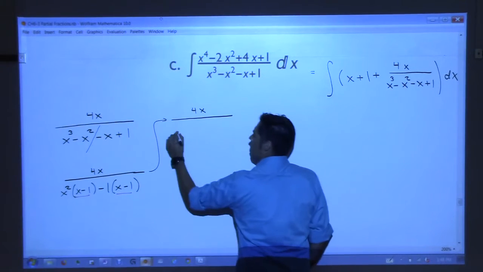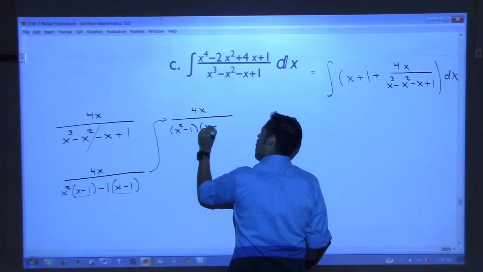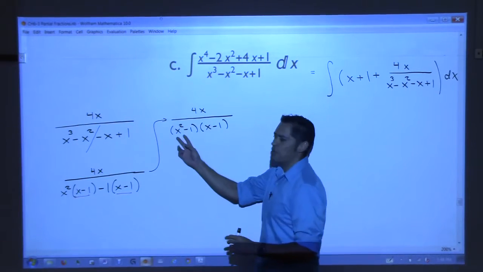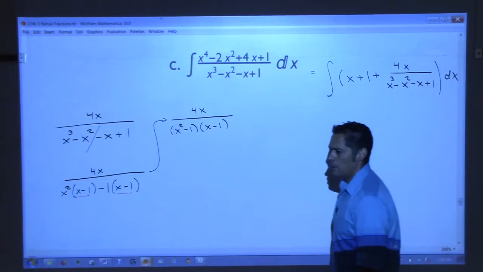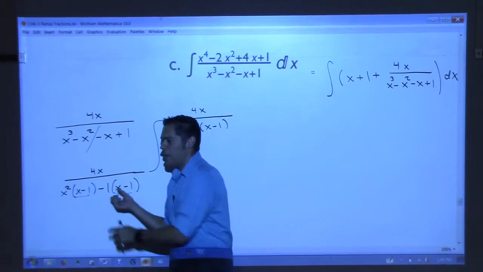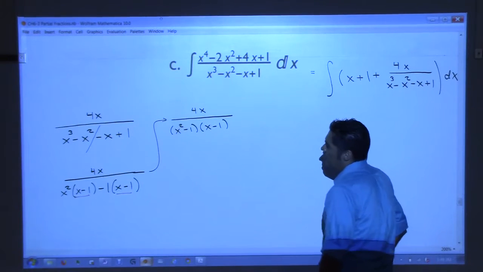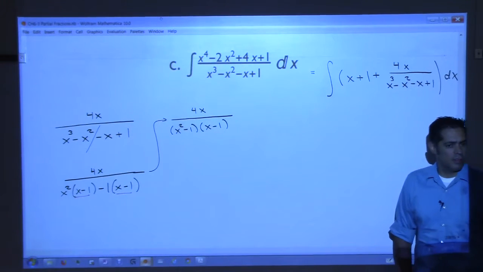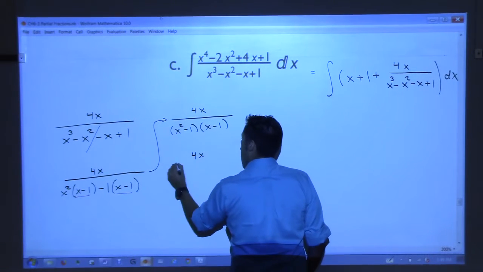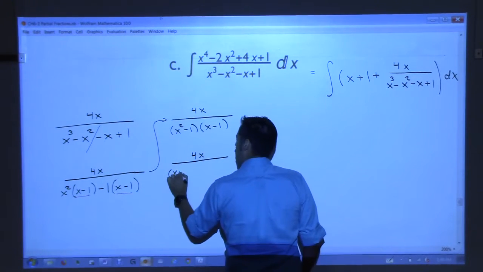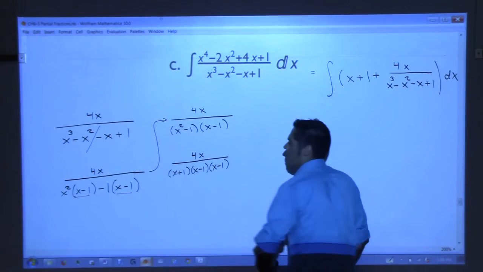You can write it x squared minus 1 and then times x minus 1, or you can put the x minus 1 in front of the x squared minus 1, whichever way. All we're doing is pulling out an x minus 1 from both. Now, isn't x squared minus 1 a difference of squares? So isn't this 4x over x plus 1 times x minus 1 times x minus 1?